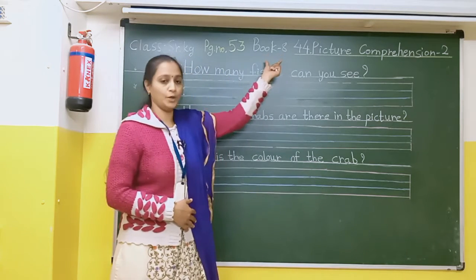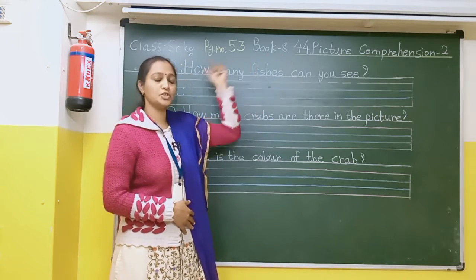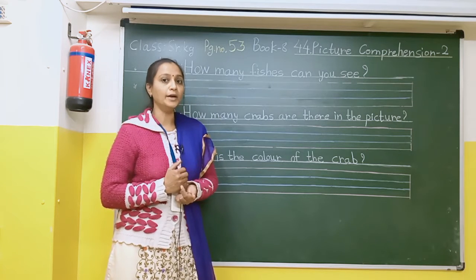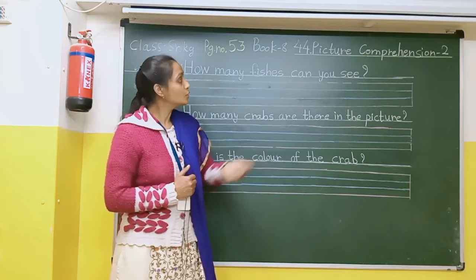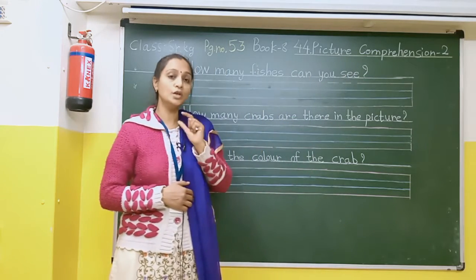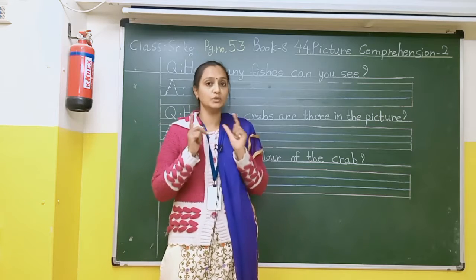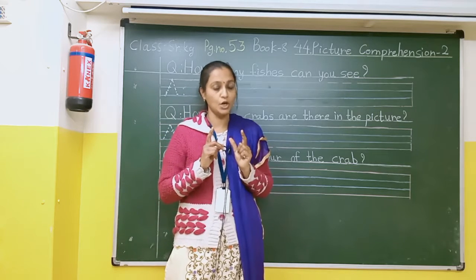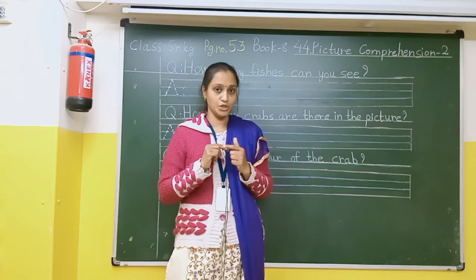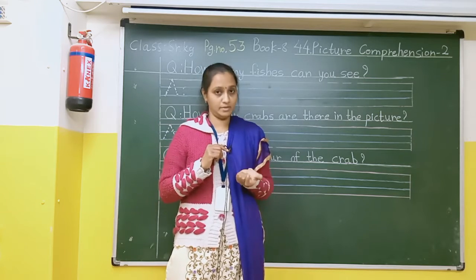Today we will do book 8, page number 53. Okay students, open your book and take out your pencil and eraser. Today we will do picture comprehension 2. Here you have to observe the image. Aapki book mein jo image hai, usko aapko acche se observe karna hai. After that there will be a question, so we will learn how to answer it.